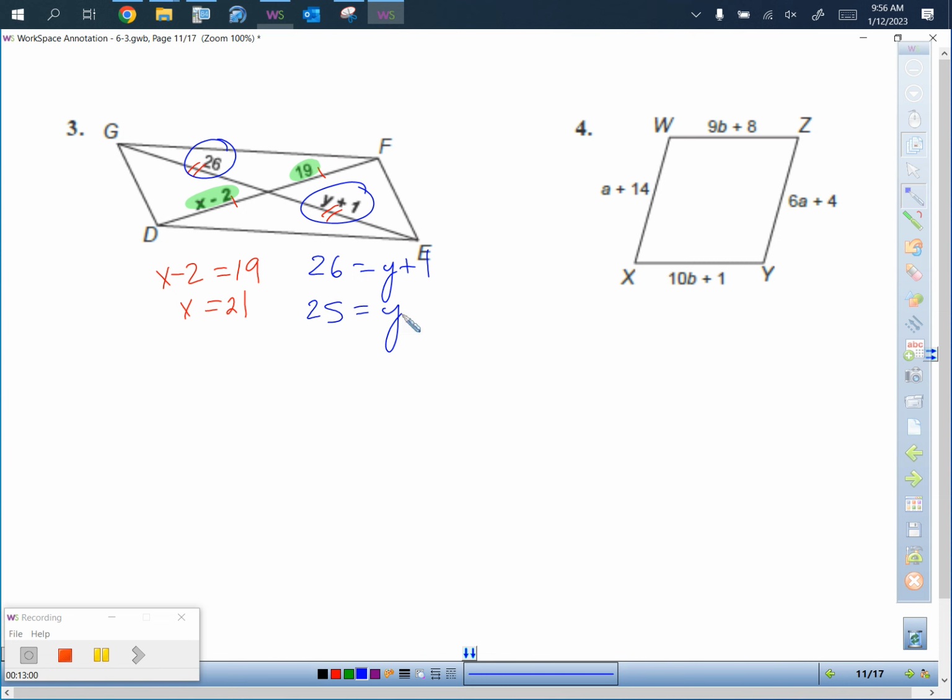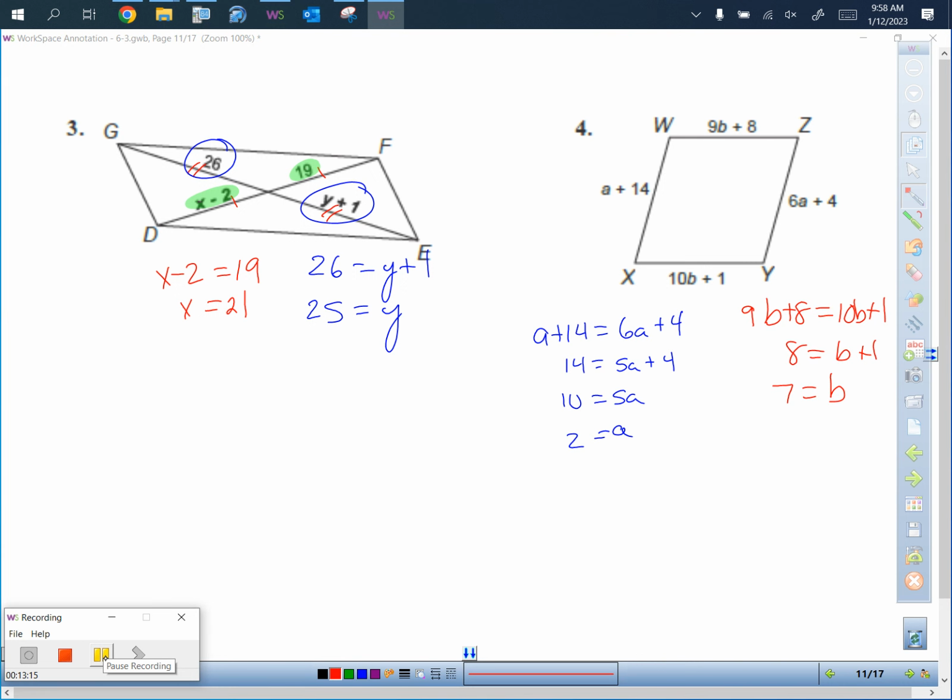Cool. Please give number 4 a shot. If you would pause the video, see if they gave you sides, angles, or diagonals, and set up some equations that you know would be true based off your hierarchy. So please pause the video, get that done. Because those were opposite sides, I set them equal to each other, did my algebra, and solved for A, which is 2, and for B, which is 7. If you weren't sure about that, come on in and ask for help.